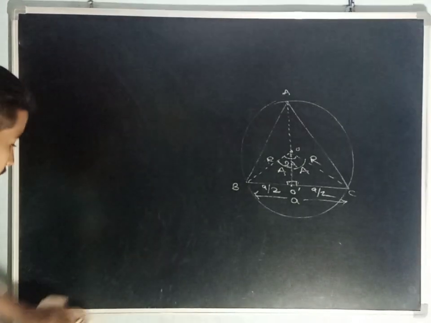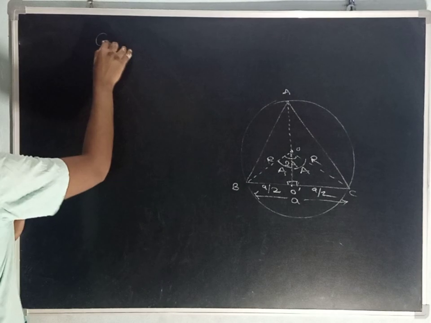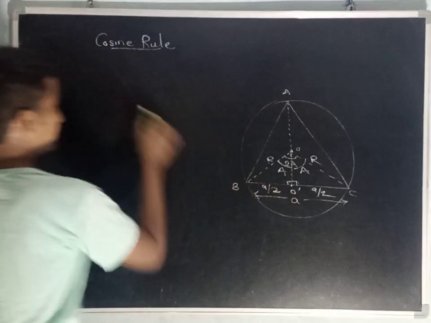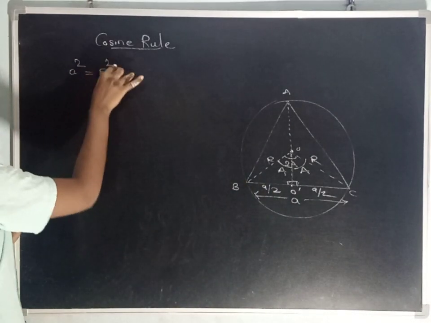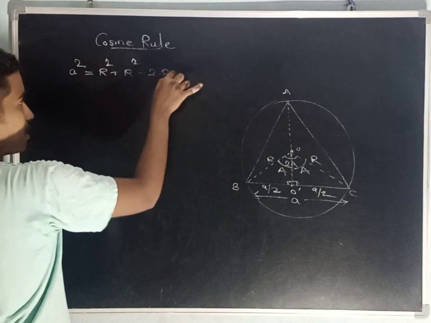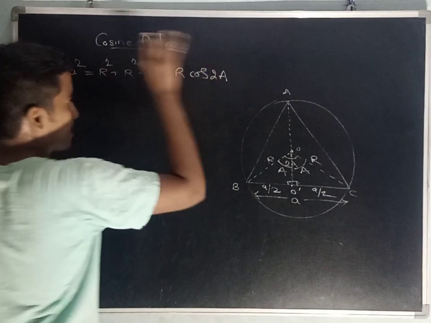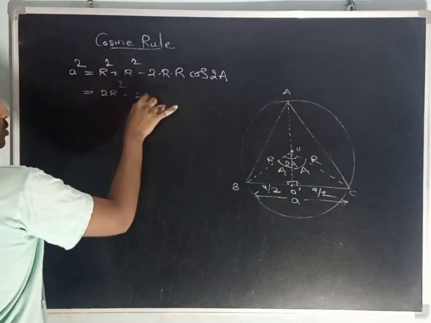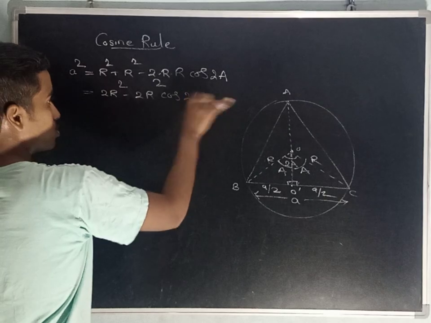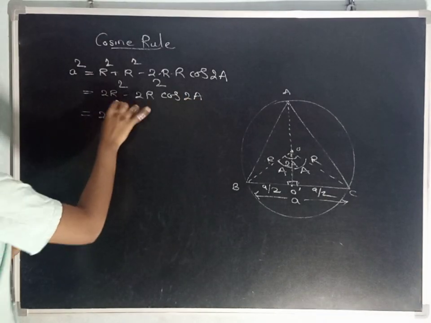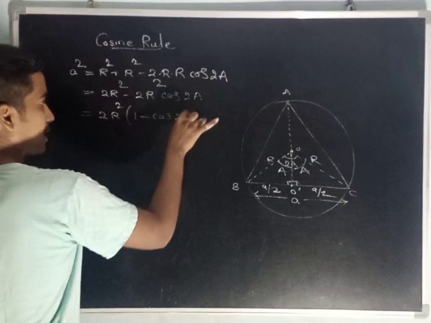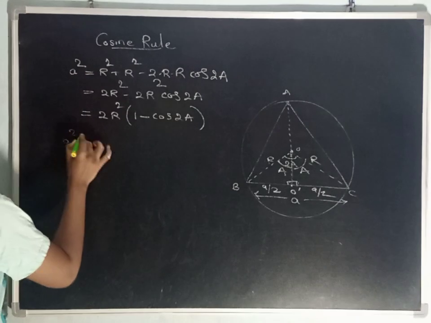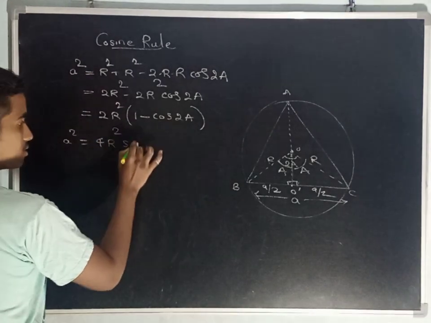We can also understand this in another way. That is, let me use the cosine rule. a² = R² + R² − 2·R·R·cos 2A. 2R² − 2R² cos 2A = 2R²(1 − cos 2A). 1 − cos 2A is nothing but 2 sin² A. So a² = 4R² sin² A.